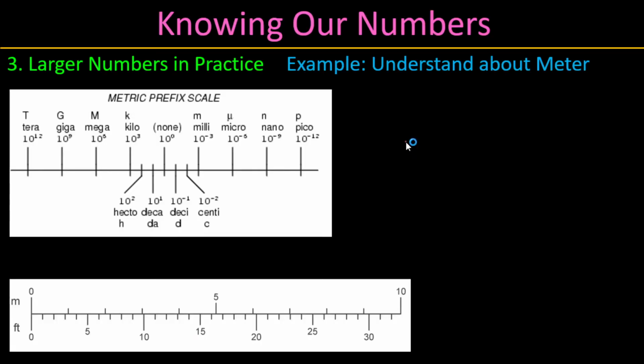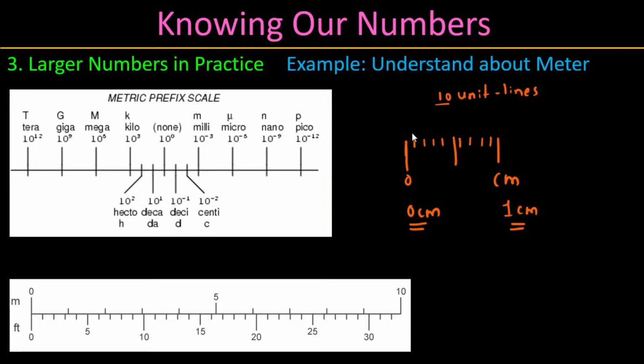Right now, for example, let me draw a scale. This is 0, and just for the time being, assume it is centimeter. In between, we have 3, 4, 5, 6, 7, 8, 9, 10. So this is 1 centimeter and this is 0 centimeter. In between we have 10 unit lines. This is 1, 2, 3, 4, 5, 5.5 centimeter. And this is 1 centimeter.